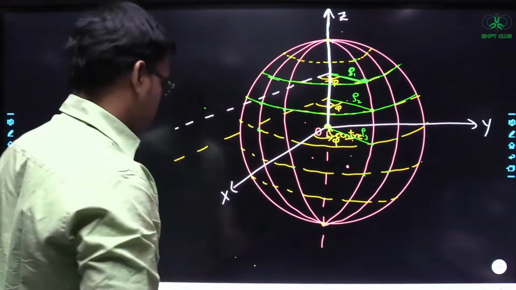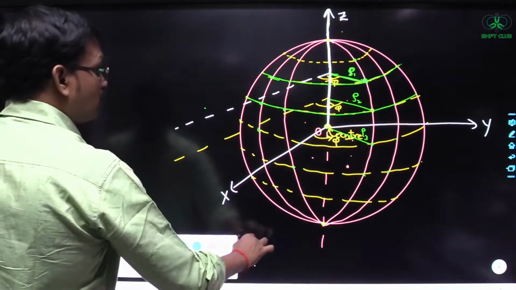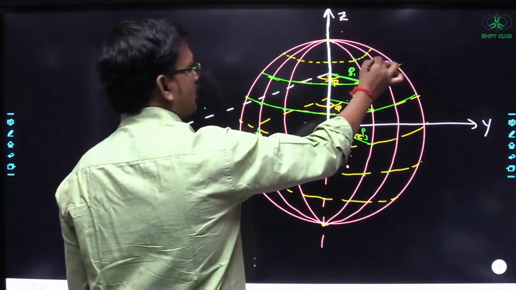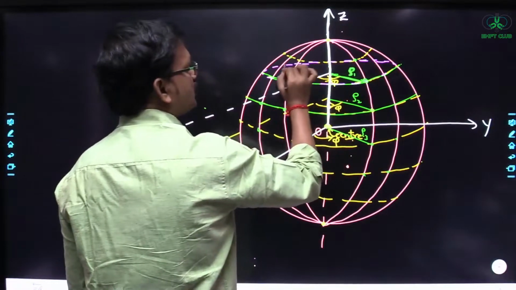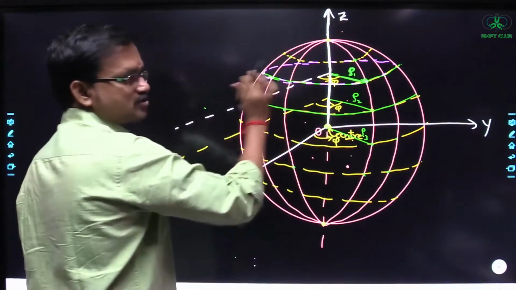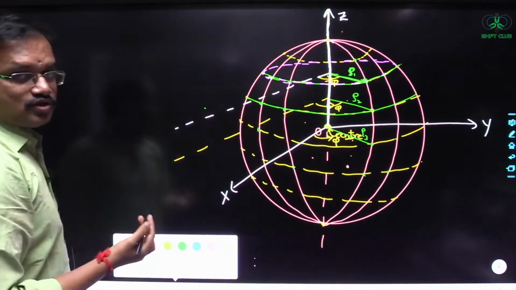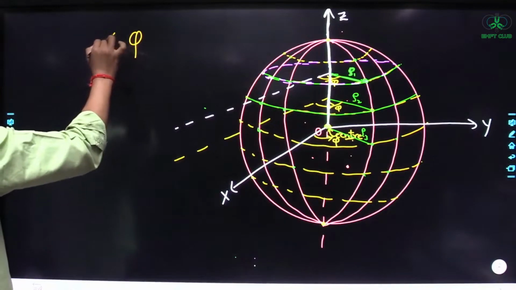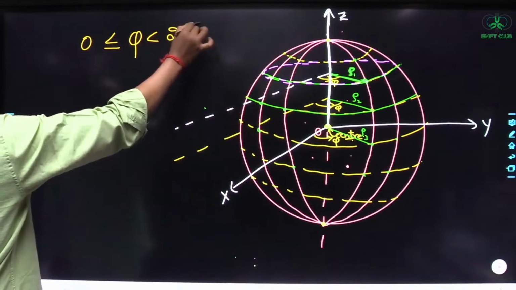Okay. So now see here, what is the range of phi here? As you move around this horizontal circle, this phi is going to change. Understood? So what is the range of phi here? The range of phi is from 0 to 2 pi. The same thing here, the definition will remain the same. So the range of phi will be from 0 to what? From 0 to 2 pi.